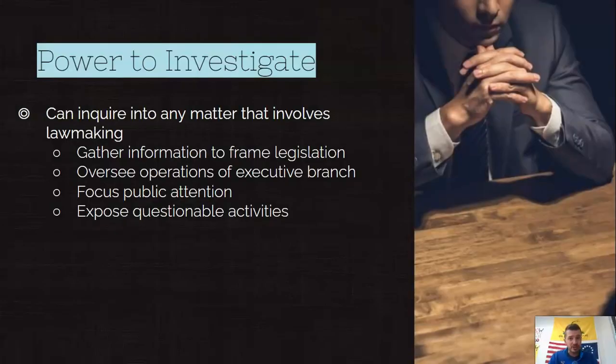They also have the power to investigate. Again, they can inquire into any matters that involve lawmaking, really any matters that involve governing in general, anything about the federal government. The Congress is going to be able to investigate. Again, this is called legislative oversight. You don't need to know that word. But basically, they're going to gather information to frame legislation. They oversee operations of the executive branch.